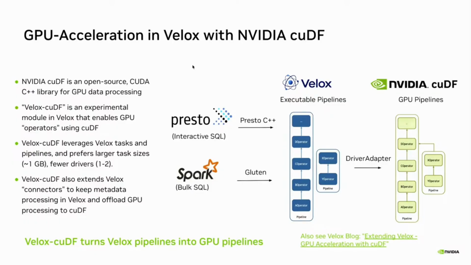Velox cuDF also extends the connectors because, as we know, getting I/O right is critical. And we're able to keep some of the metadata processing for Iceberg, for instance, in the main Velox implementation, and just take the heavy compute parts like deletion vector processing and move that to GPU. So Velox has made a great framework to build a GPU integration, really at the ground floor of the engine.